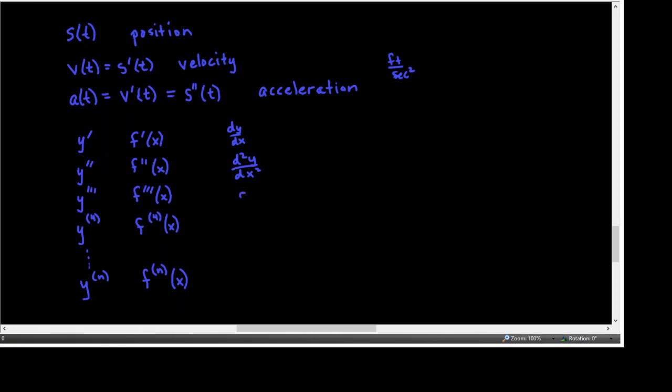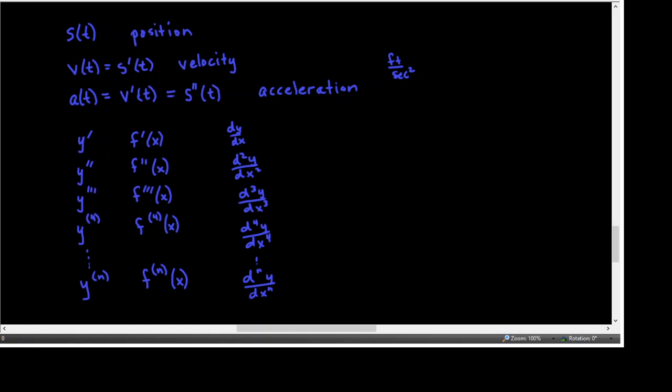So the third derivative is the third derivative of y with respect to x thrice, 3 times. And then the fourth derivative looks like this and continues to the nth derivative, which looks like this. The nth derivative of y with respect to x n times. Okay? So those are the major notations that we will use.